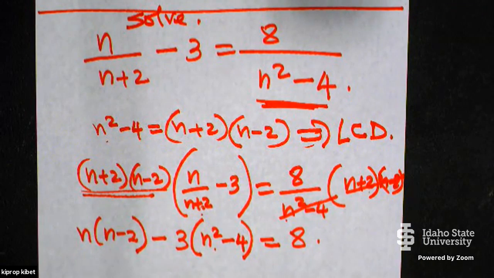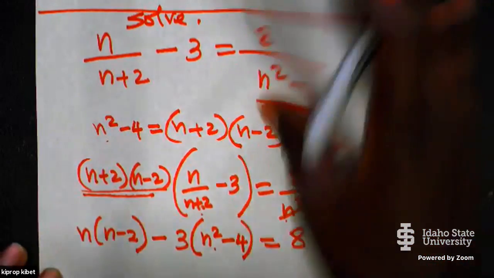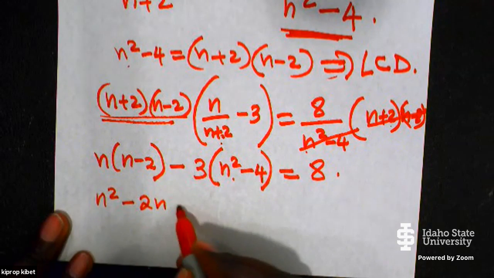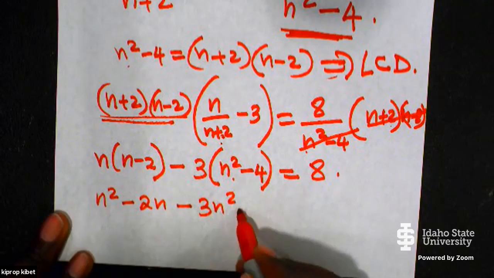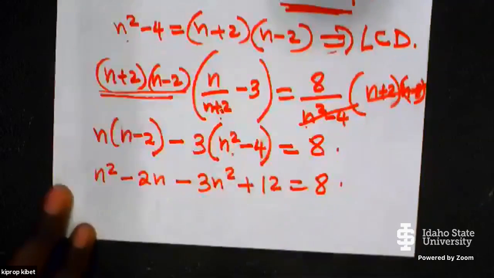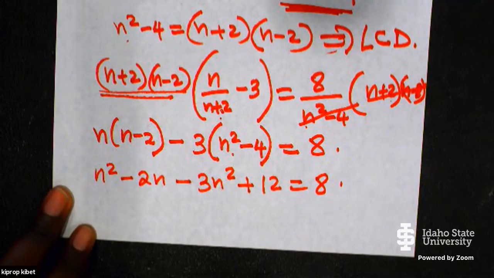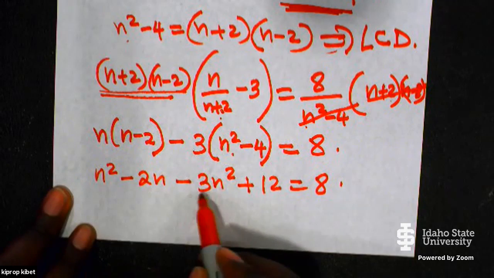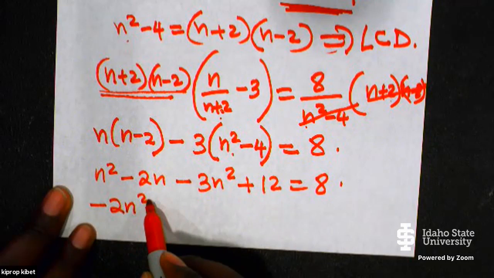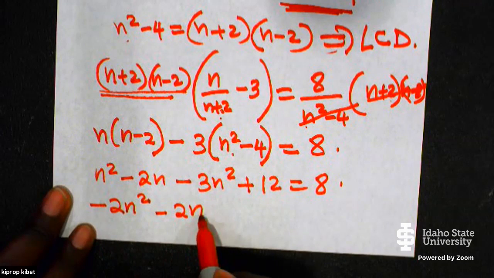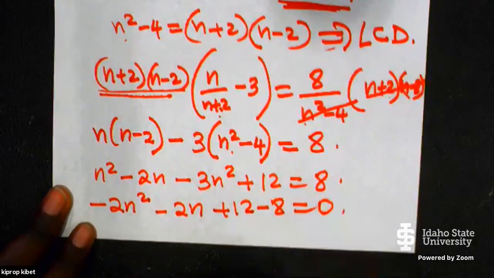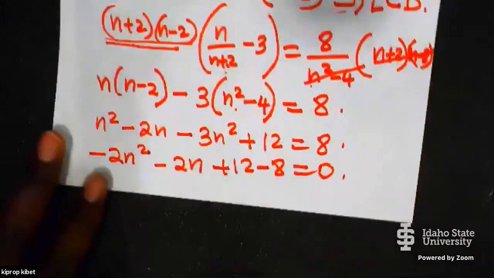Okay? So you now open the brackets. So when you open the brackets, you get n squared minus 2n minus 3n squared plus 12 equals to 8. Then now you collect the like terms. So we have n squared and minus 3n squared. You get what? Minus 2n squared minus 2n plus 12 minus 8 equals to 0. So you bring minus 8 to the other side.